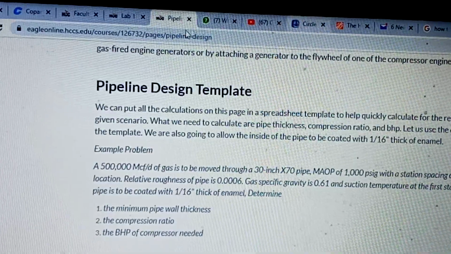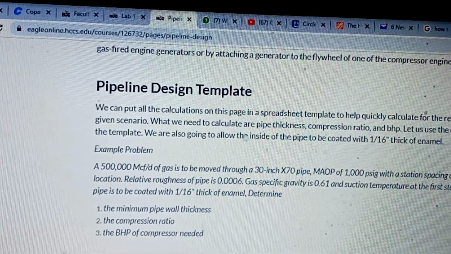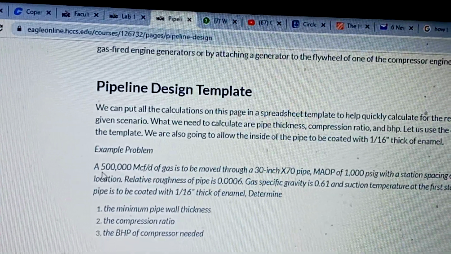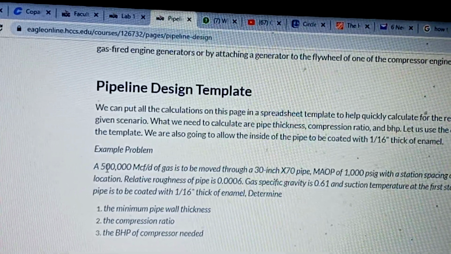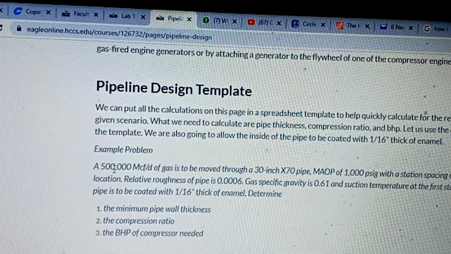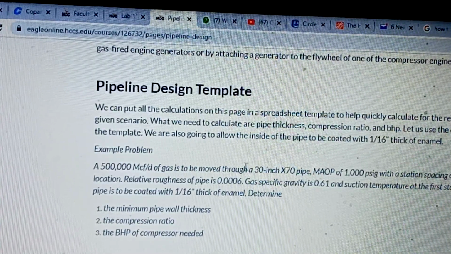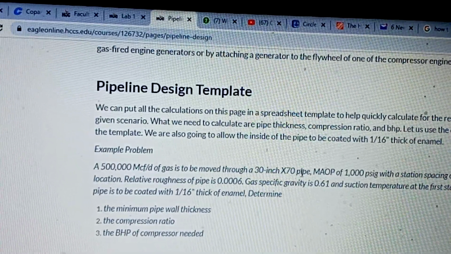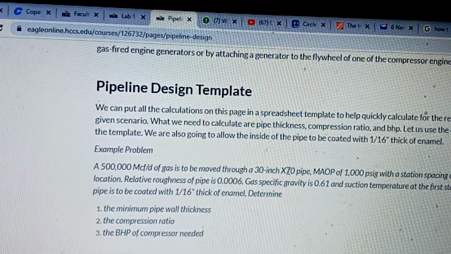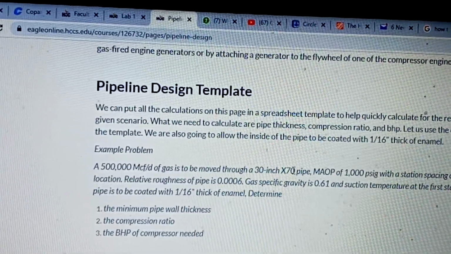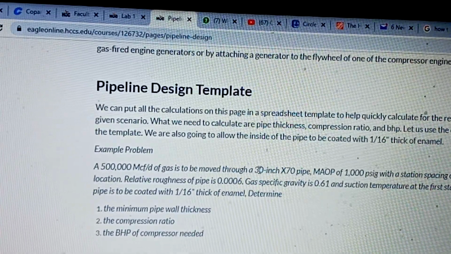I've created a problem which we're going to use to construct this template. We want to compress gas. This is the flow rate, 500,000 mega standard cubic feet per day. We want to use X70 pipe, which means the specified minimum yield stress is going to be 70,000 psi. Then the outside diameter is 30 inches.